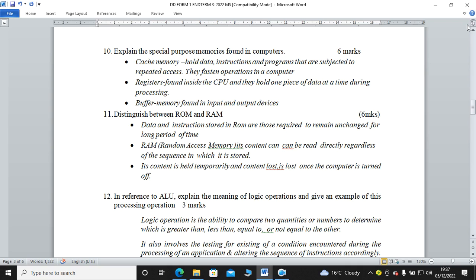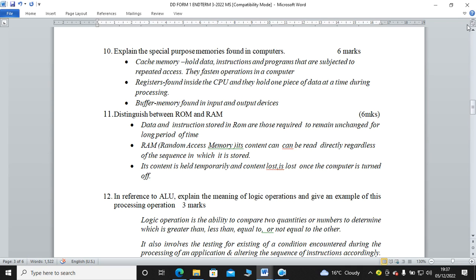Distinguish between read-only memory or ROM and random access memory or RAM. So these are the differences. Data and instructions stored in the read-only memory are those required to remain unchanged for a long period of time or forever. Whereas random access memory, its content can be read directly regardless of the sequence in which it is stored. Also, it's good to note that when power goes off, the content of random access memory goes together with the power. That is called volatility. So we say it is temporary or volatile.